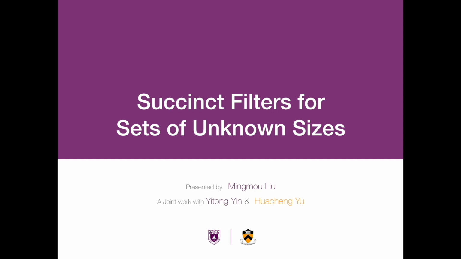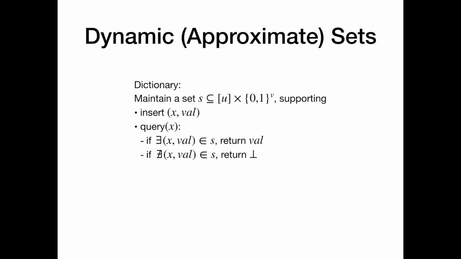At first, I would like to explain the terms in the title. Maintaining a set of elements is a classical problem. One example is the dictionary problem. It requires us to maintain a data structure supporting two kinds of operations. One is inserting a new key, and a value is associated with the key. Another is returning the value with respect to some key. We don't study the delete operation in this work.